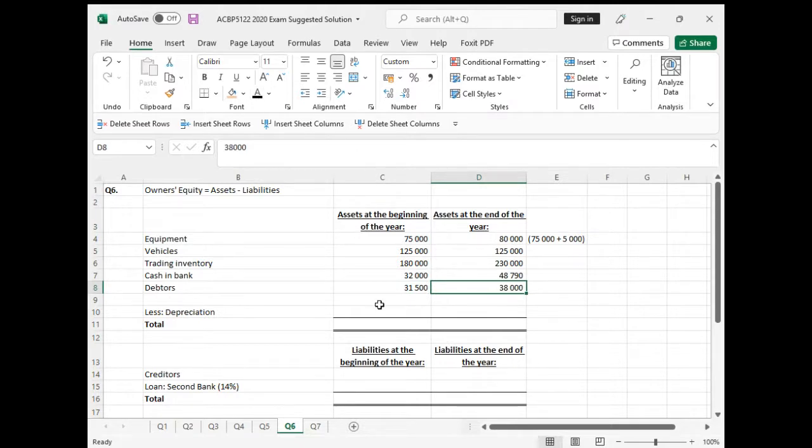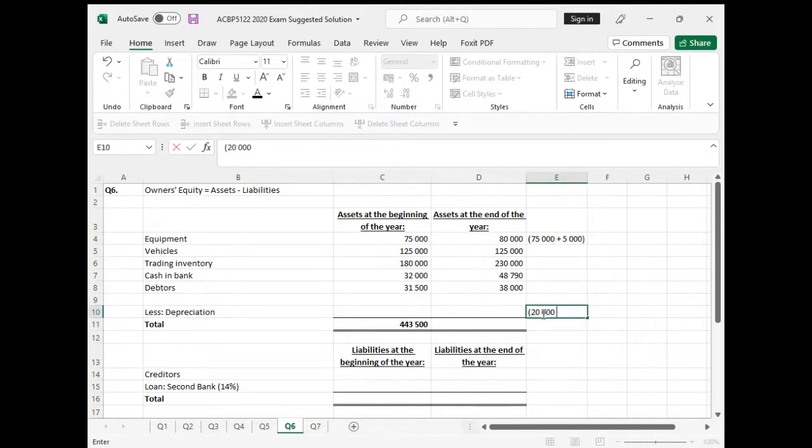Now, at the beginning of the year, the depreciation was already accounted for, so we would just add it all together. However, at the end of the year, we still need to account for the depreciation, which was the 20,000 plus the 15,000 that needs to be deducted.